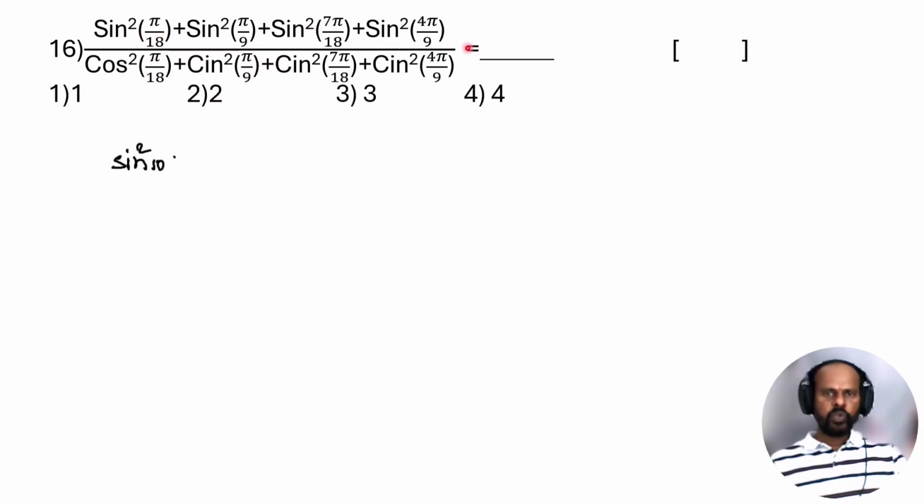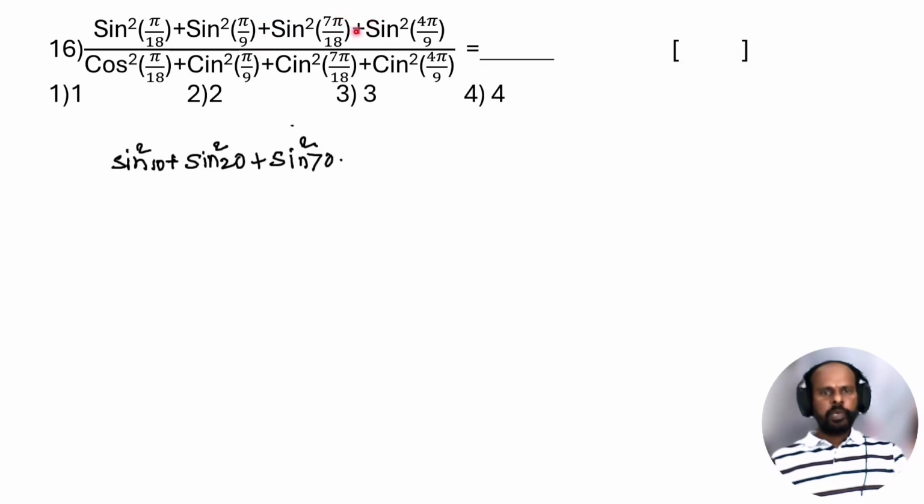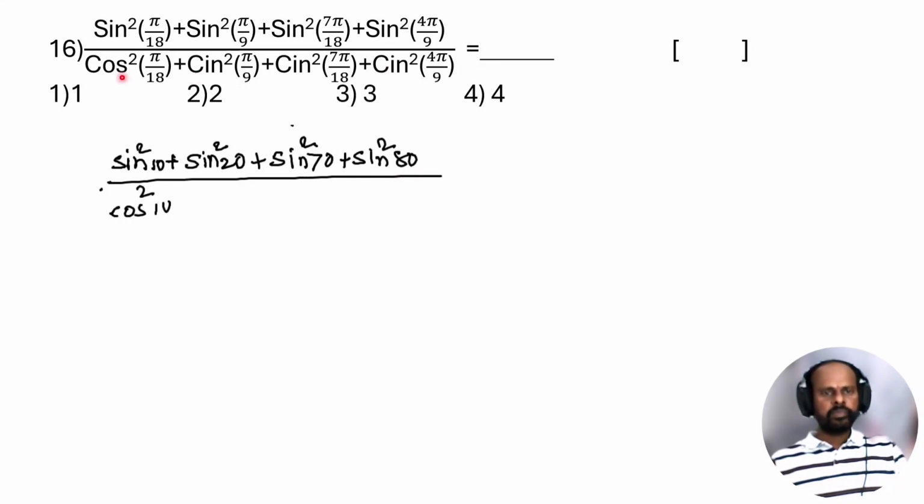How we change, you see, first one, so I am changing radians to degrees. 180 by 18 is 10, 180 by 9 is 20, and this pi by 18 already 10 we got, 10 times 7 is 70. So pi by 9 we got already 20, 20 times 4 is 80 I am writing. In the same way, denominator also the same terms repeat in the cos terms. First term cos square 10, second term cos square 20, third term cos square 70, and fourth term is cos square 80.